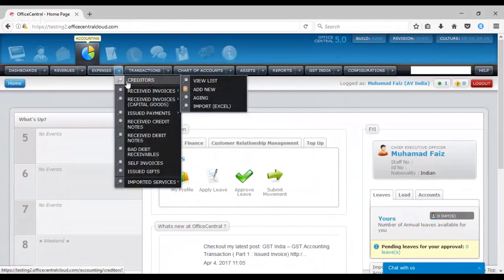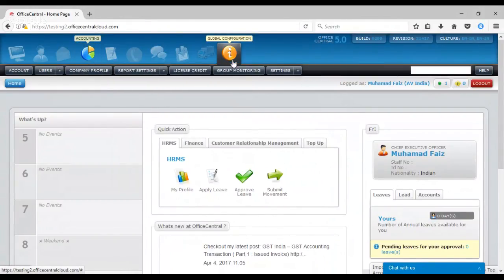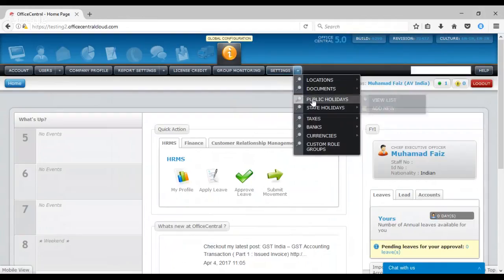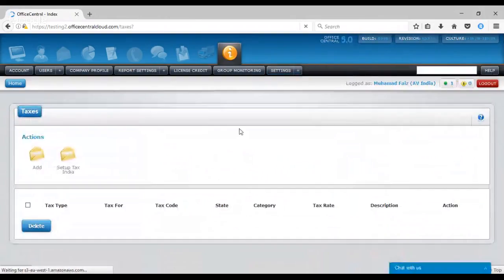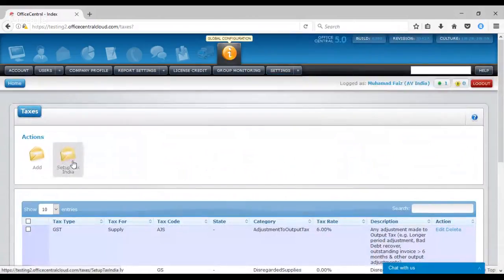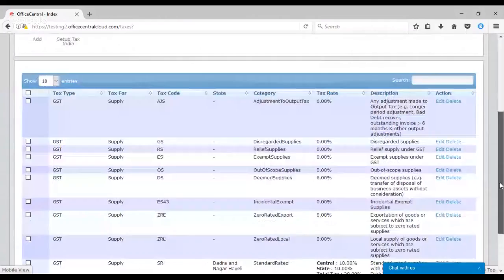The one that you need to remember is the global setting on the right. If you are new to this and have not done your settings, then maybe I'll just show you the settings that you need to do. For example, you need to set up the various currencies. The taxes we already set for you, and you just need to select the set up tax for India. You click that, and that's it. The thing will be set up for you.